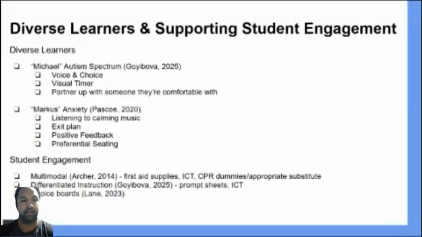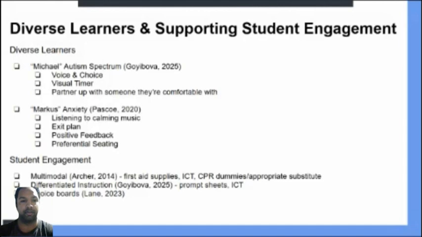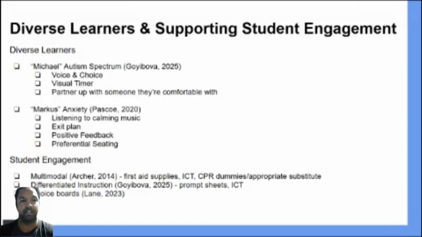I also included multimodal learning as presented by Archer in 2014, which allows the students to engage in their learning by presenting information across multiple formats. I also included differentiated instruction, according to Bova, which works to tailor the instruction based on the student's learning profile, allowing the students to connect with the learning style that resonates with their individual learning habits.